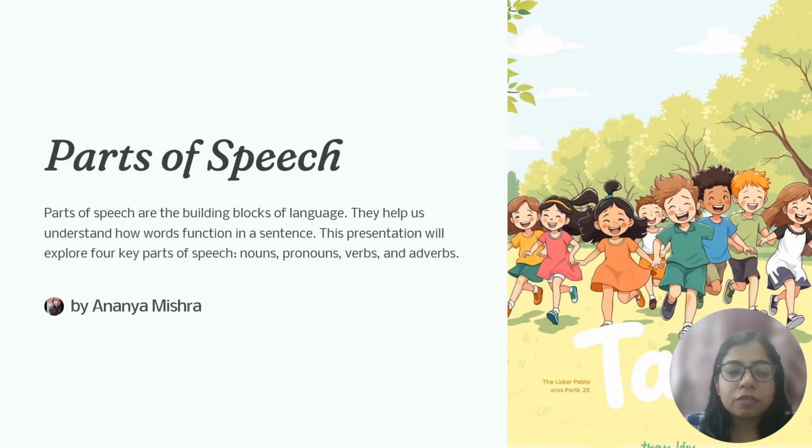So coming to parts of speech, what are parts of speech? They are like the building blocks of any language. When we are making a building, we have some stones, some blocks, and with those things only we can build a building, right? So with parts of speech, we can make a sentence: noun, pronoun, verbs, adjective, conjunctions, interjections. With all these words, we form a sentence. So they help us understand how words function in a sentence.